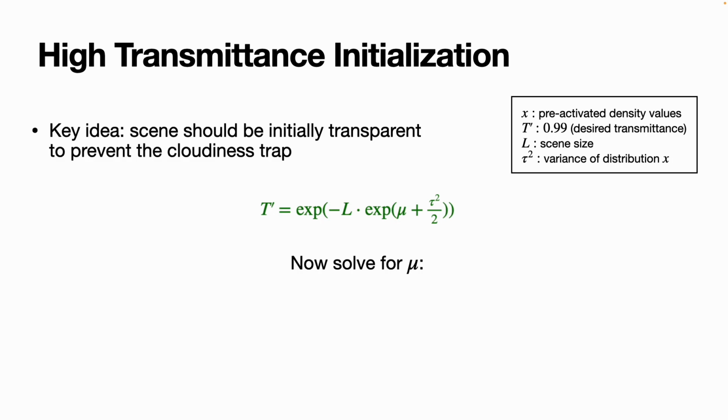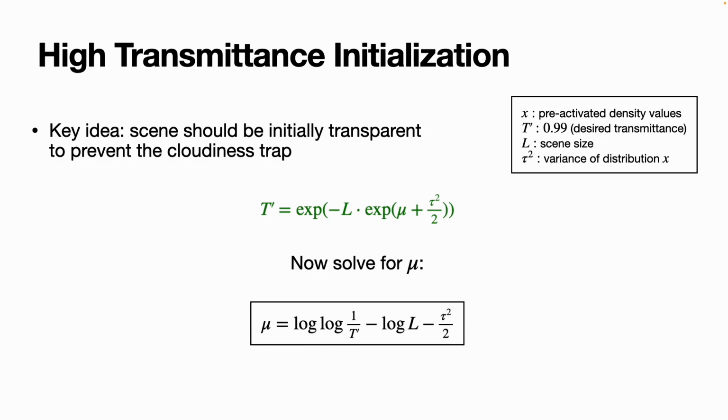Now let's solve for mu. This is our desired high transmittance target at initialization and is added to the raw output x from the underlying neural field before applying exponent activation. This expression is discretization agnostic. The sampling resolution doesn't matter, only the scene size L.